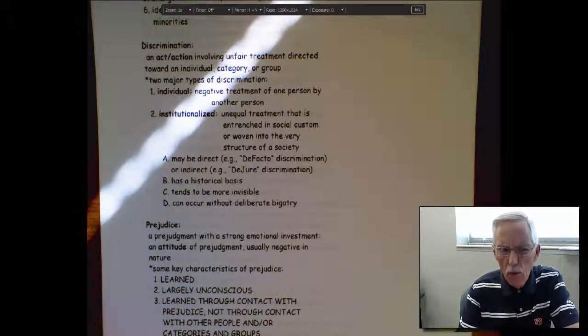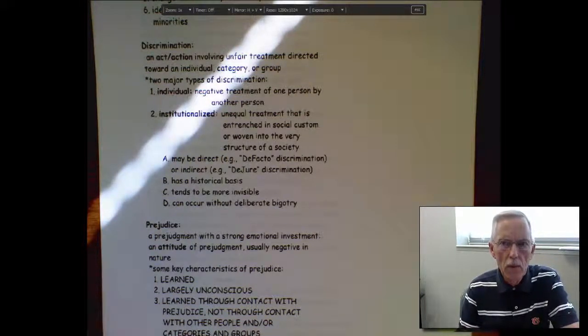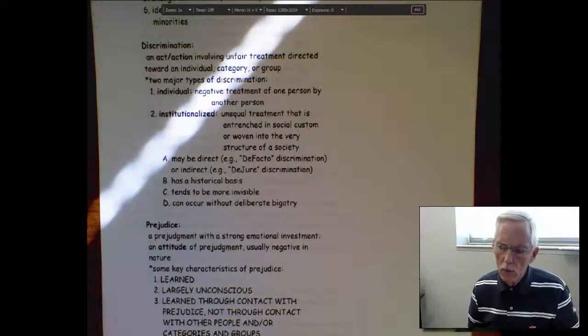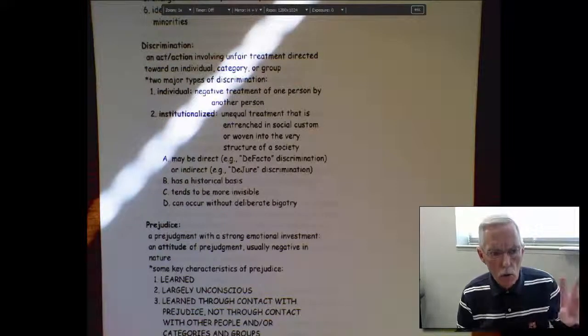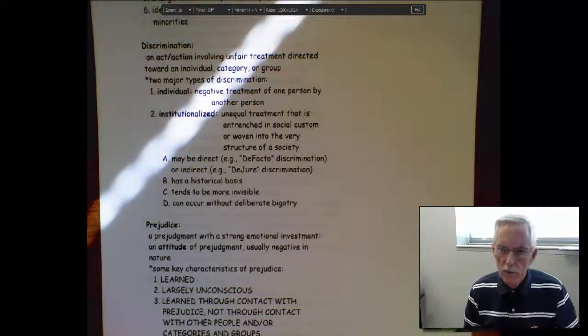So if we act upon our attitudes, our prejudicial attitudes, and we treat the members of another group or category in a negative, a different way, we are in effect engaging in discrimination. Now, if you'll notice on page 7, there are two basic types of discrimination: individual and institutionalized.